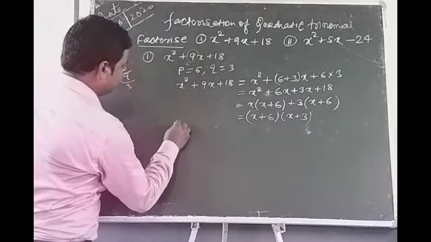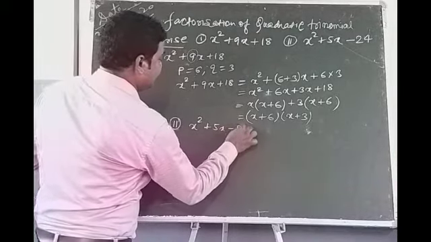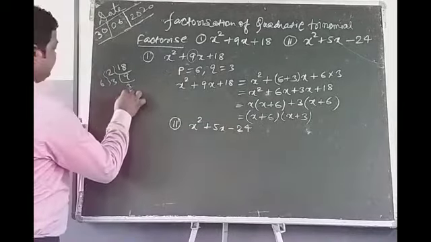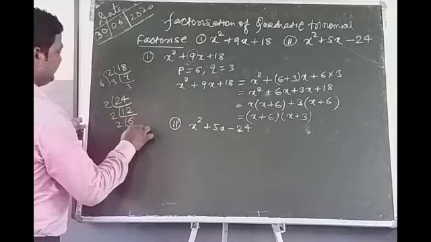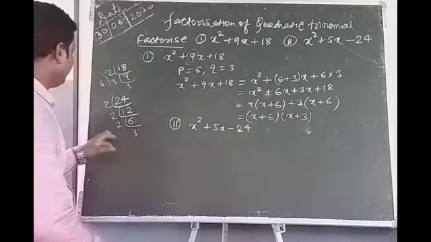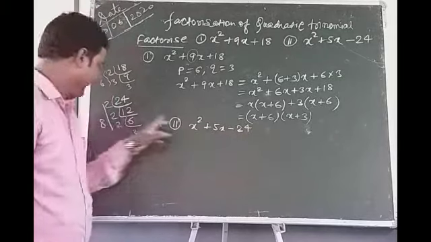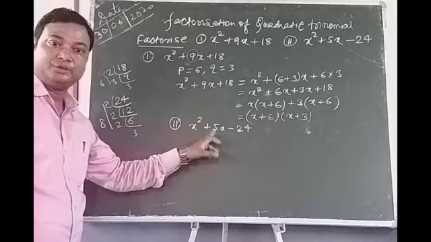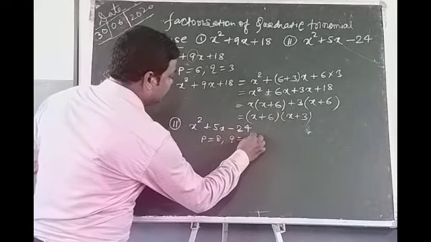Now the second question is x square plus 5x minus 24. Now look, 24 can be written as 2 12s, 3 8s, 4 6s. Here is 5, but here is minus 24. So 8 into 3 equal to 24 and 8 minus 3 equal to 5. So the value of p is 8 and the value of q is minus 3.